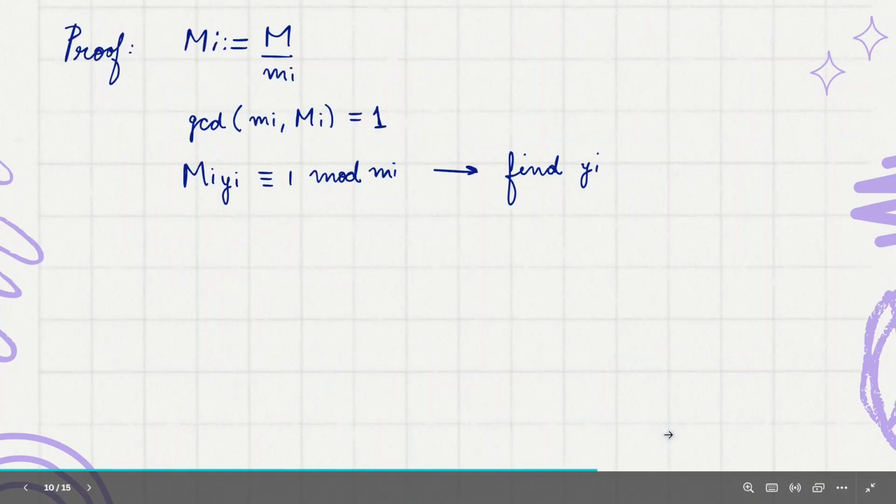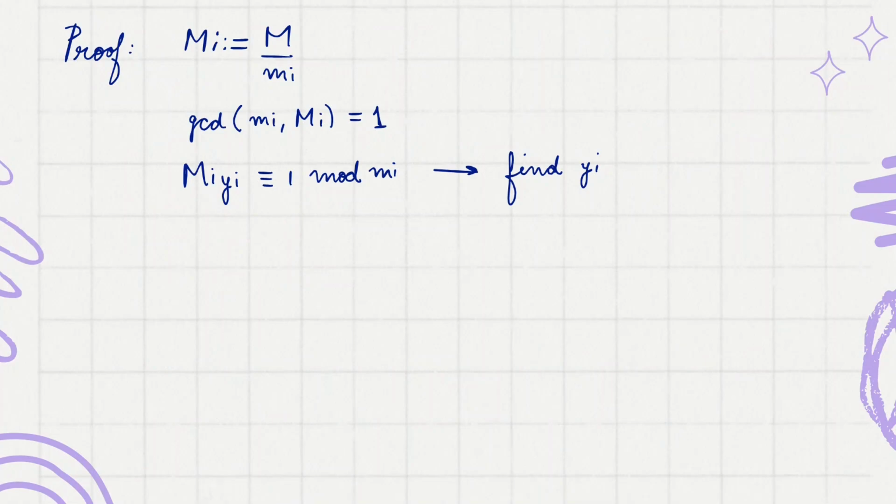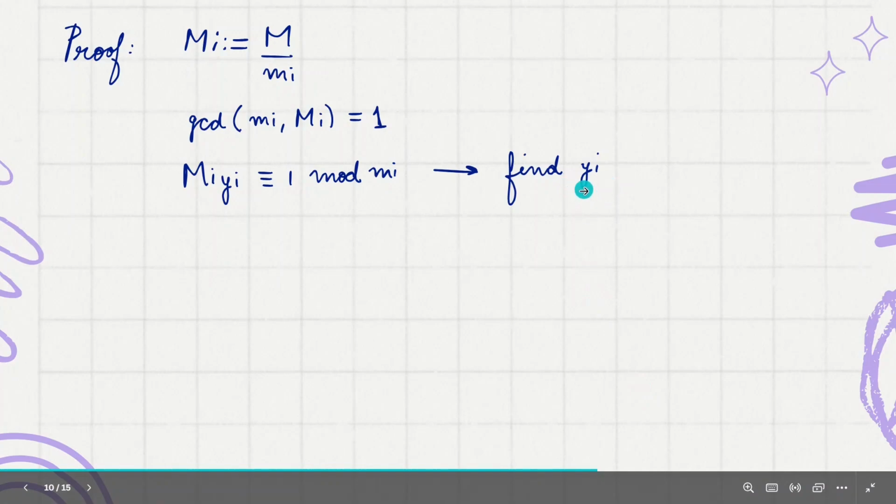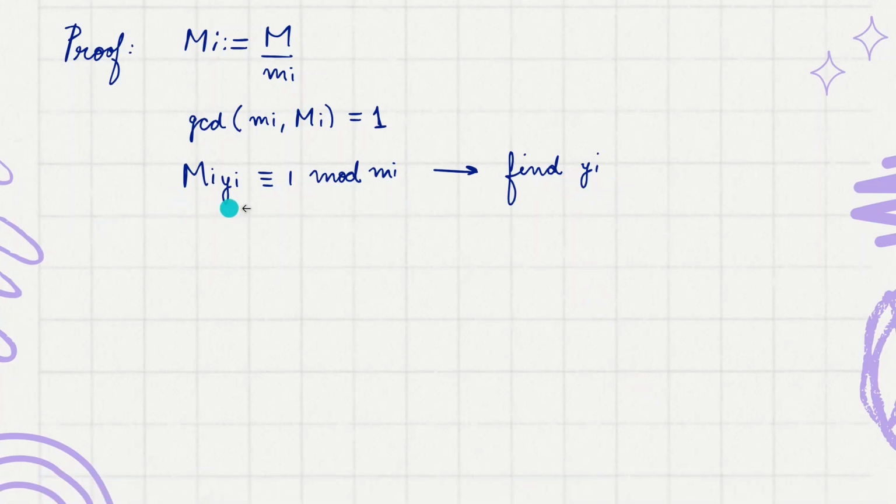Okay, let's look at a proof for this. We define capital Mi, which is capital M divided by mi. So it's basically the product of all the other small m's, leaving out the small mi. This implies that the GCD of small mi and capital Mi will be 1. And we need Mi yi congruent to 1 mod mi; we need to find the solutions yi. Consider this congruence: capital Mi yi is congruent to 1 mod small mi. We know capital Mi and we know small mi. Small mi was given in the question, and capital Mi can be constructed from the information given in the question. We need to find yi such that it follows this congruence.